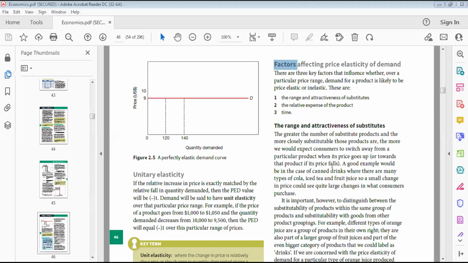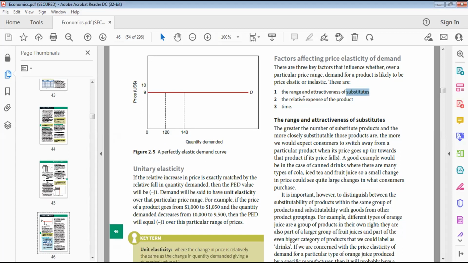So the first one is the substitute good. You can actually follow this book as well. There's nothing wrong with that. You can say the range and attractiveness of substitutes, the availability of substitutes, right? So more substitutes, more elastic, right? Less substitutes, less elastic, meaning inelastic.